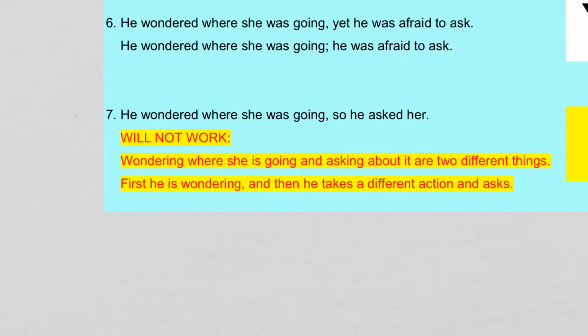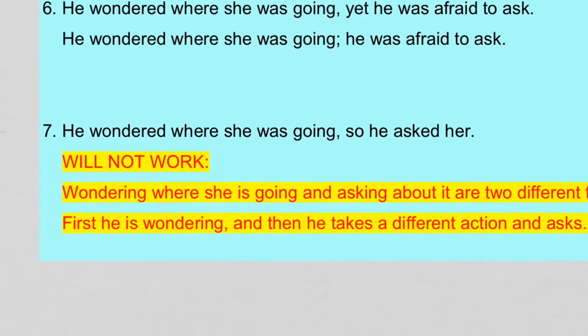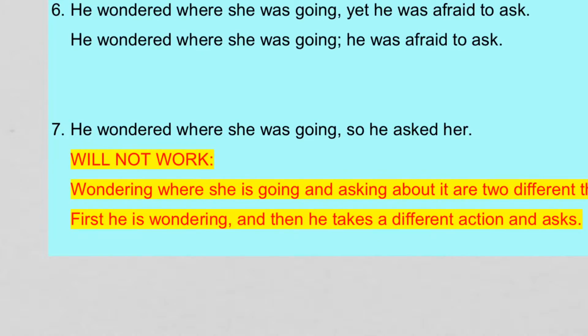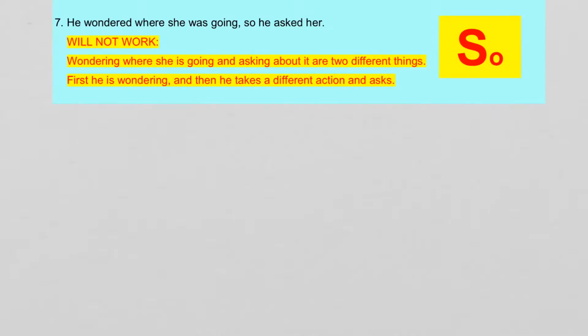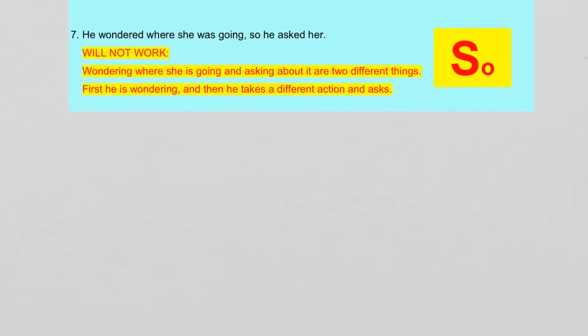He wondered where she was going. He was afraid to ask. He wondered where she was going, semicolon. He was afraid to ask. All right. Last one is with this coordinating conjunction, so. He wondered where she was going, comma, so he asked her.